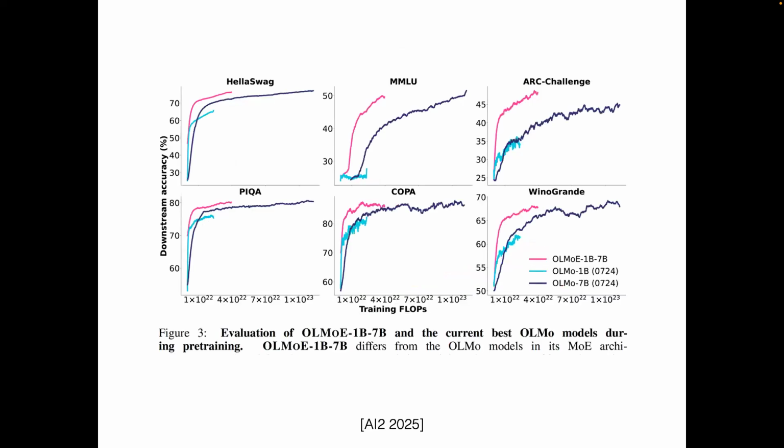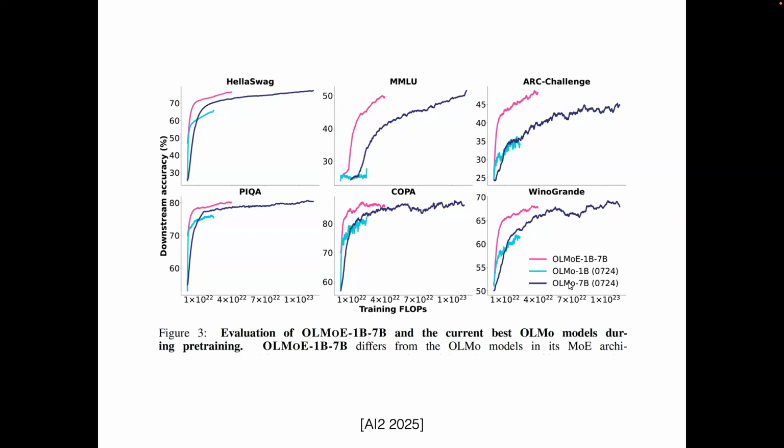Here's just some more plots showing the same thing, but from different groups. So this is from AI2 again. Here you can see that they have this mixture of experts model, which is 7 billion parameters, and 1 billion of them are actually active at inference or during training. One thing you could do is compare it to a 1 billion parameter non-mixture of experts model, and you can see that it's just much, much worse.